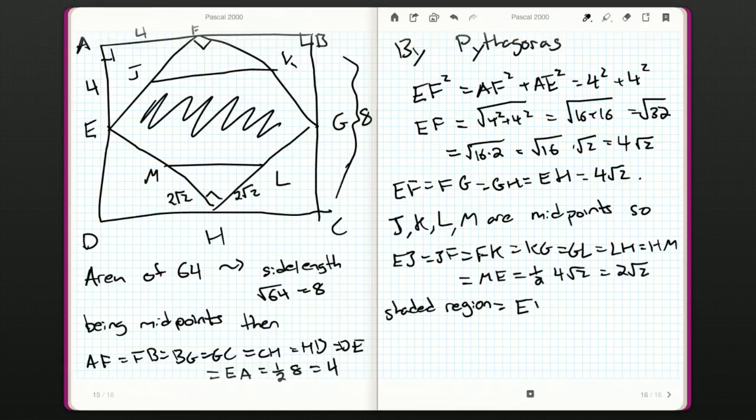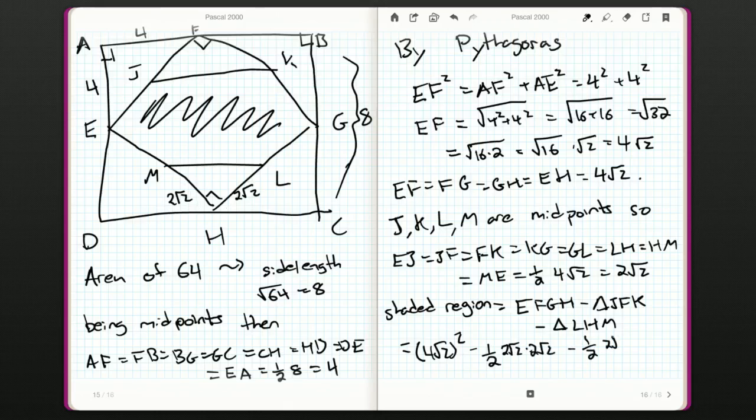So the shaded region is EFGH minus triangle JFK minus triangle LHM. Okay. But we know EFGH is just going to be the square of its side length, which is 32. And each of these triangles, where they're the same triangle, are 1/2 base times height. Now, if we look at this sort of on the side, we tilt our head, we see LH is the base, MH is the height. So base times height, base times height. And we're going to have another one of those. Base times height. And we're going to have to finish this on the next page, but that's okay.